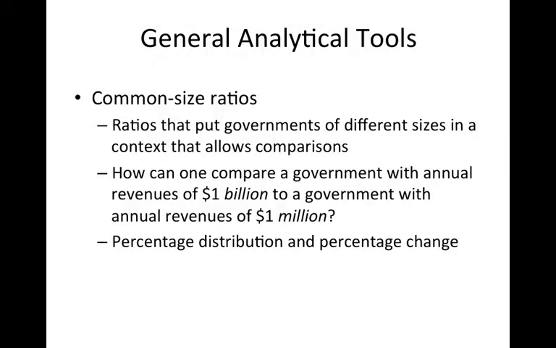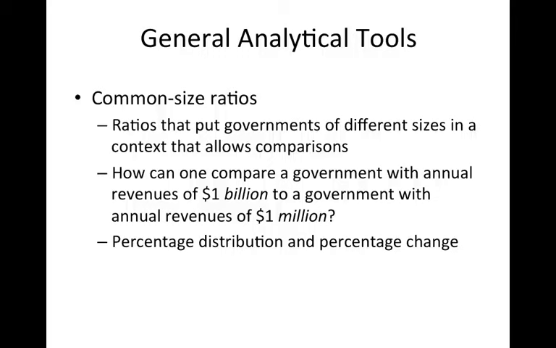Common size ratios, percentage change and percentage distribution are used to examine just about every key factor of financial analysis. Common size ratios are exactly what their title suggests they are. You're taking entities of different sizes and pulling them into a common metric in a way that they can be compared. So if you do want to look at governments of vastly different size and draw some conclusions from that, you need to set them in a context in which they are actually comparable, because if you're looking at a government that's got $1 billion in revenue and you want to compare it to one that has $1 million in revenue, well, there's a pretty significant difference in size there.